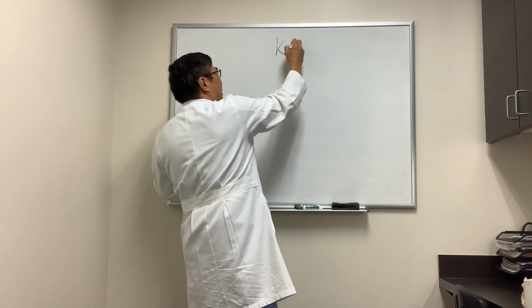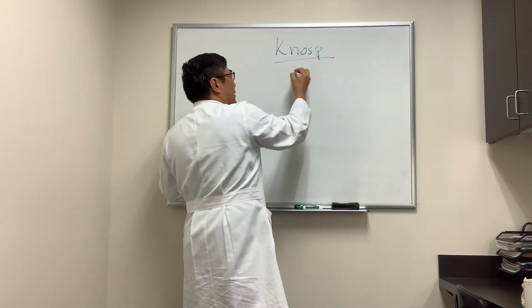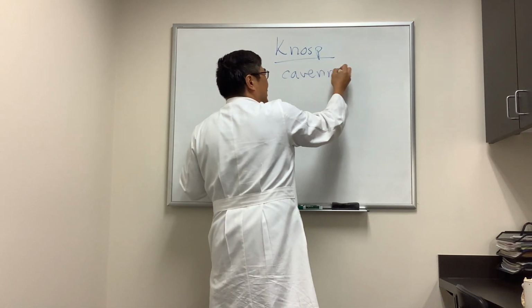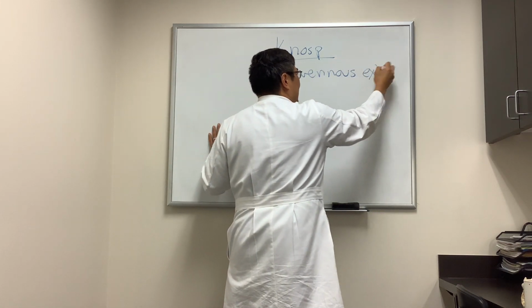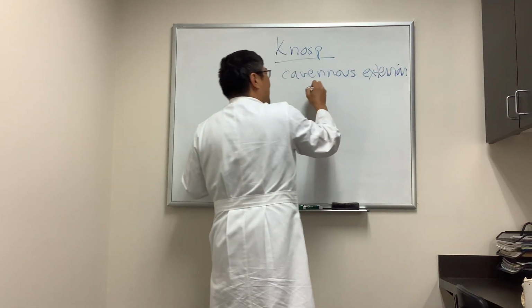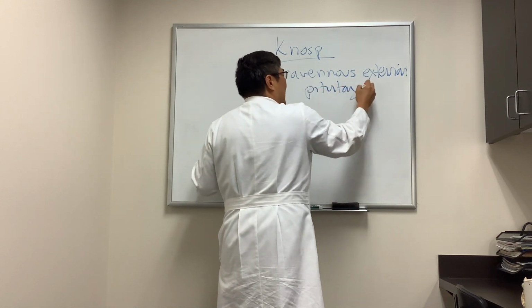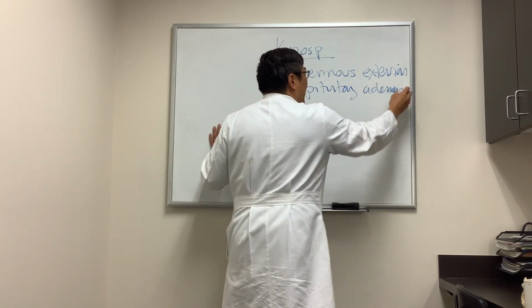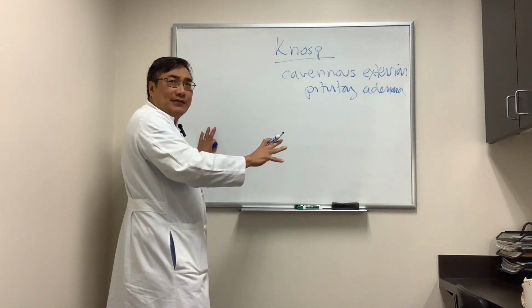So we're going to be talking about the Knosp classification of cavernous sinus extension of pituitary lesions. And so when you have a pituitary adenoma, it has two ways it can grow. And of course, tumors are going to take the path of least resistance.